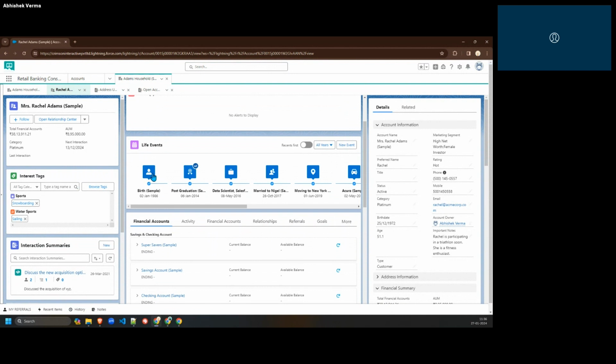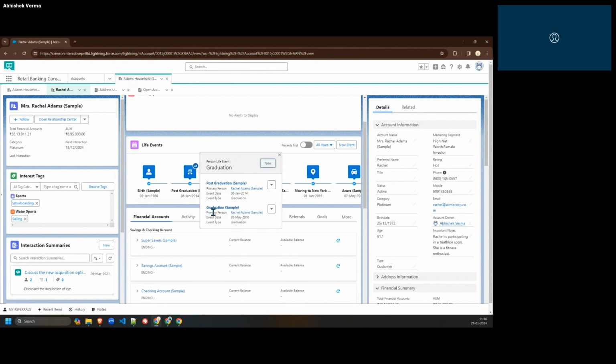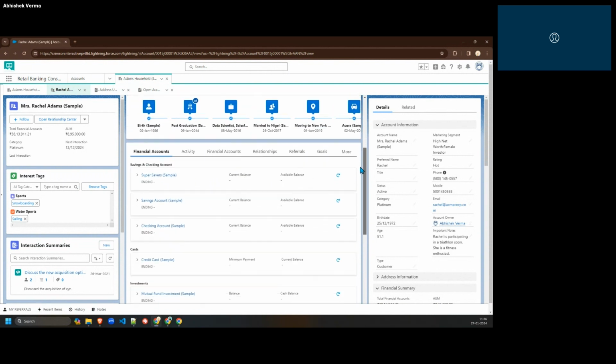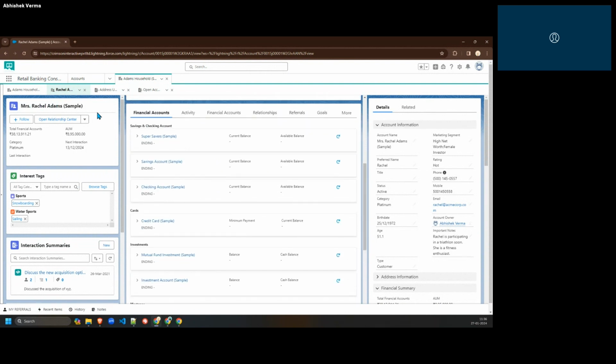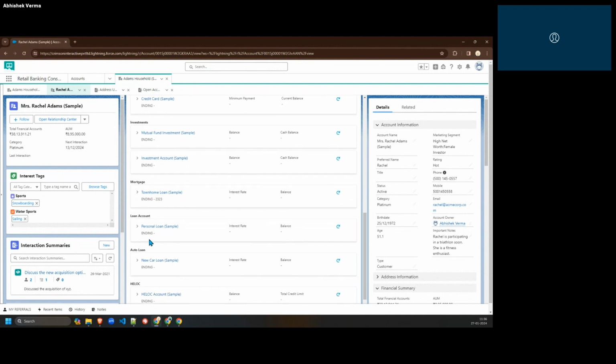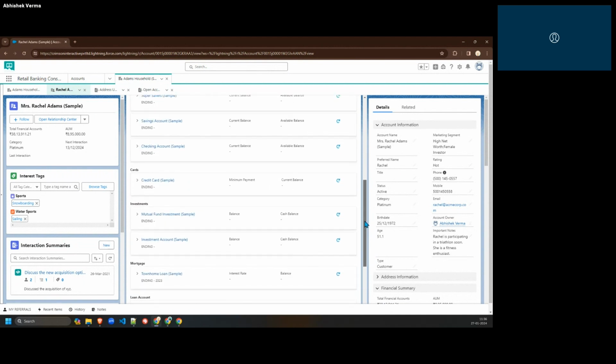Now this is the life events section I can see here. He was born on 22nd January, then he got his graduation and post graduation, and here you can see all the details of his events. Now if we scroll down a little bit, how many accounts does Rachel Adam have? Accounts mean the financial accounts he has with us. He has three savings accounts, one credit card, some investments he has made, and some mortgage loans. All the details we can see here.